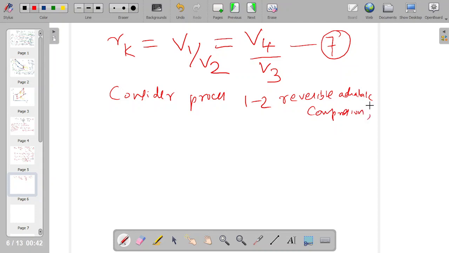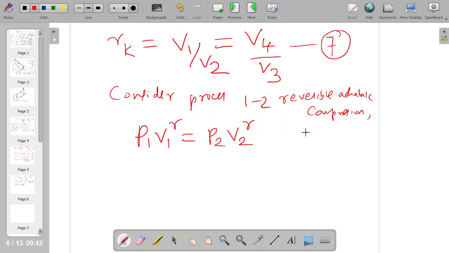So what are the equations available for this particular process? One is, it is an adiabatic process. We know that PV raised to gamma is constant, or we can write P1 V1 raised to gamma equals P2 V2 raised to gamma. This is the equation holding for any adiabatic process, so we can use this here.